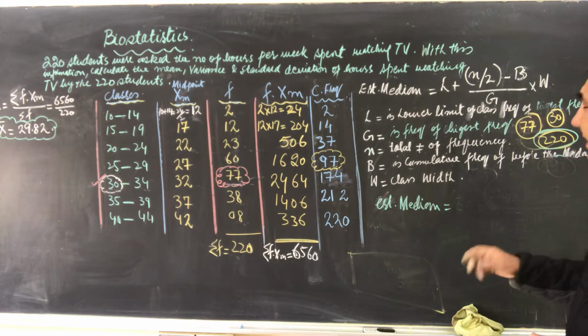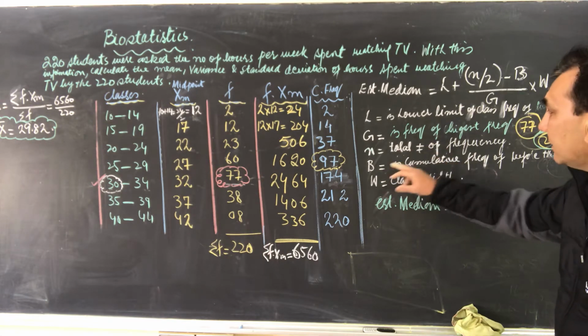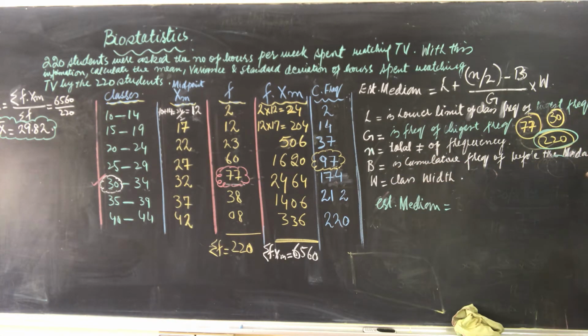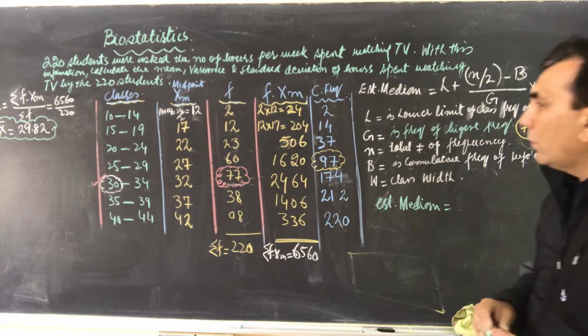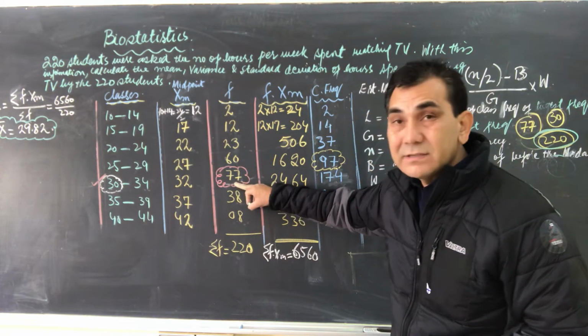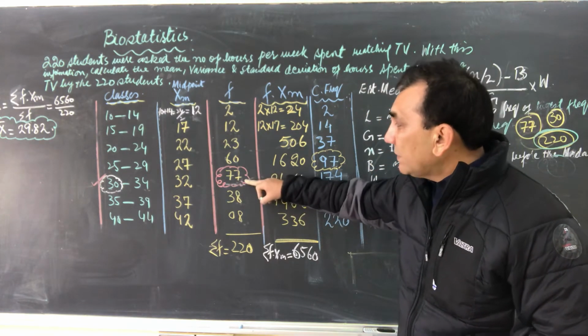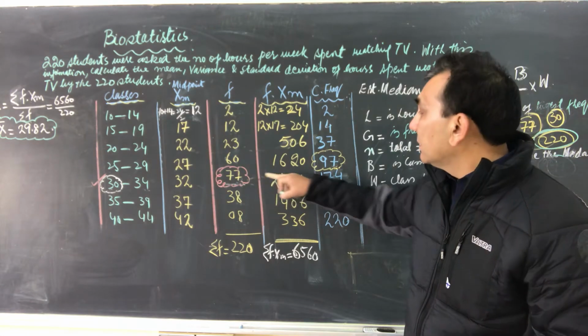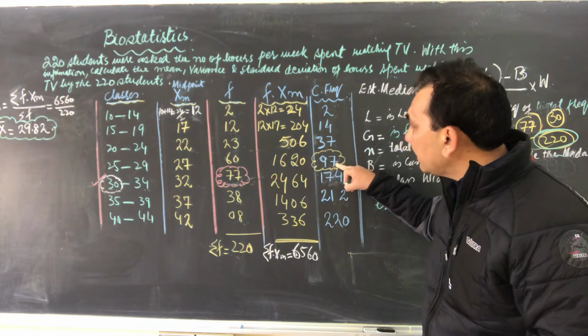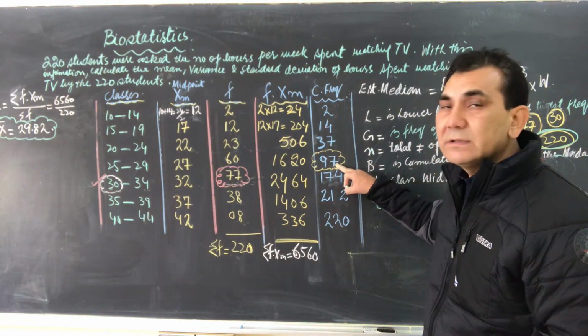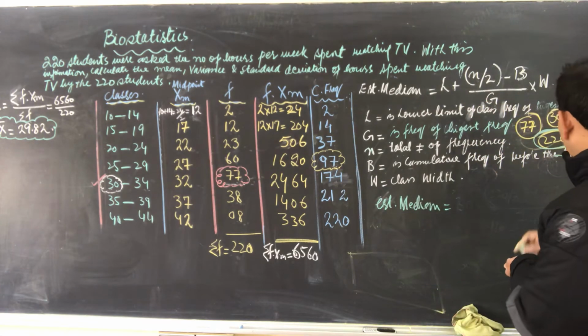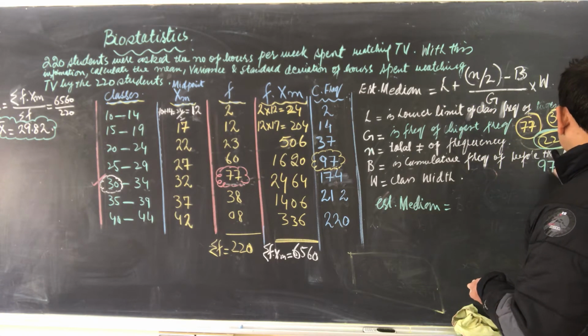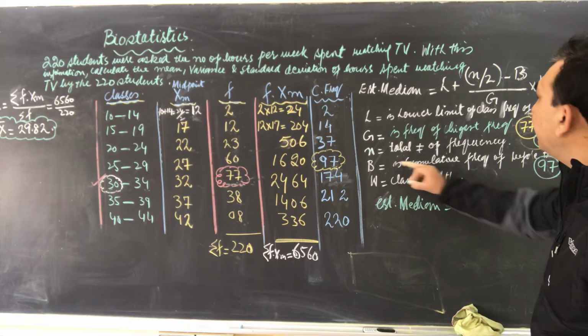Now what does the formula say? The formula says that B is the cumulative frequency before the model group. The model group is the one with frequency 77, which is the fifth class. The cumulative frequency before the fifth class is 97. So 97 is the value of B.